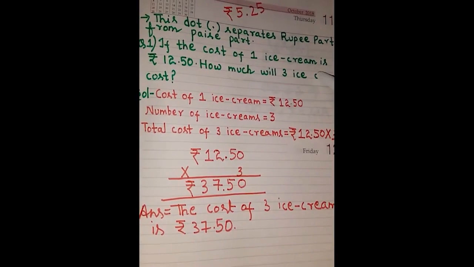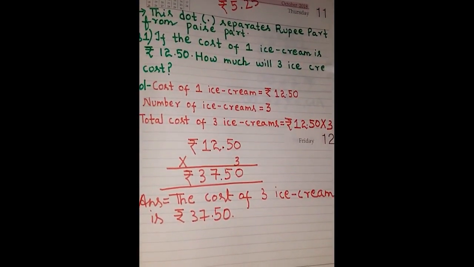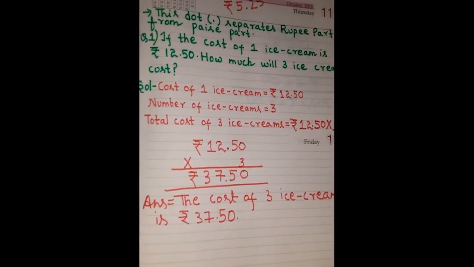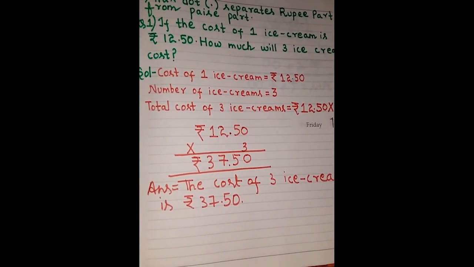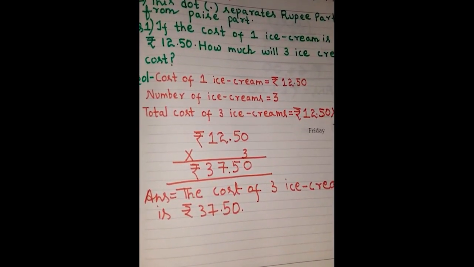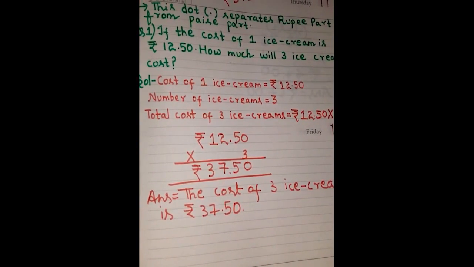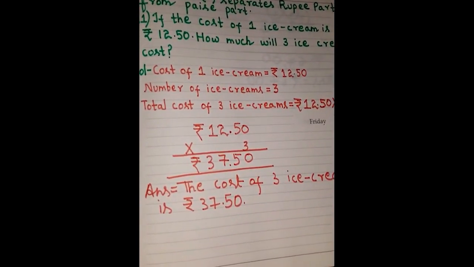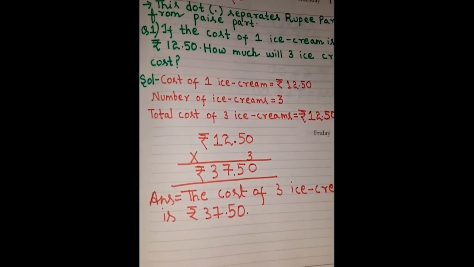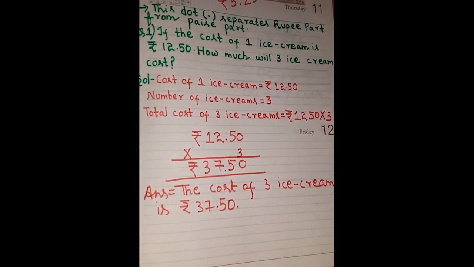If the cost of one ice cream is 12 rupees and 50 paise, how much will 3 ice creams cost? If you remember, children, I have already told you in the classroom that whenever we have information about one object and we have to find out about more objects, what operation of mathematics are we going to do? We are always going to do multiplication, because we have to find out about more things.